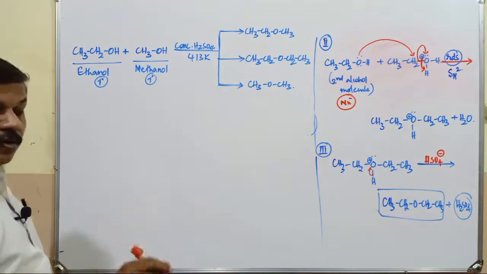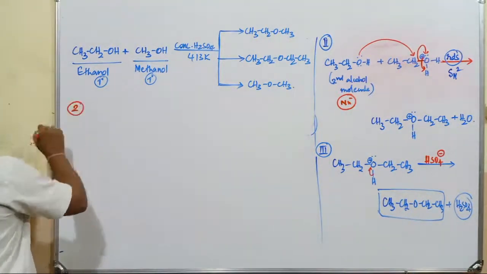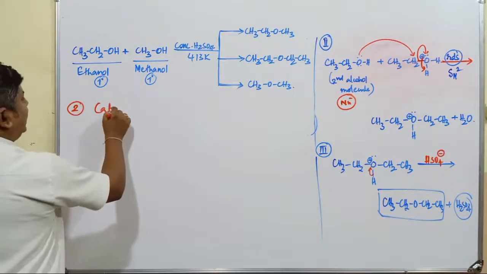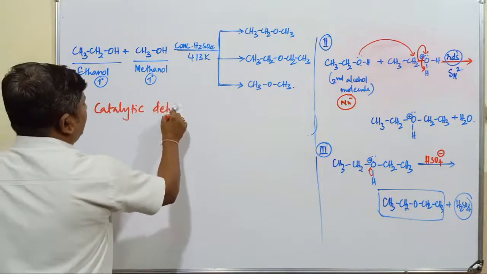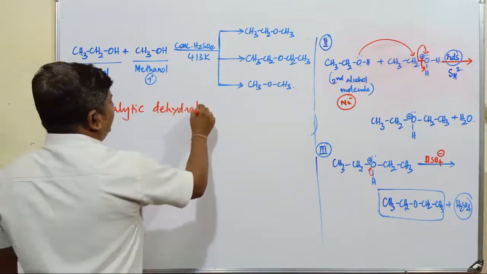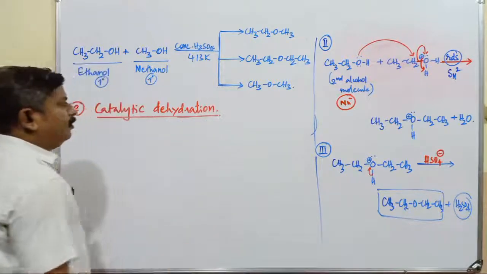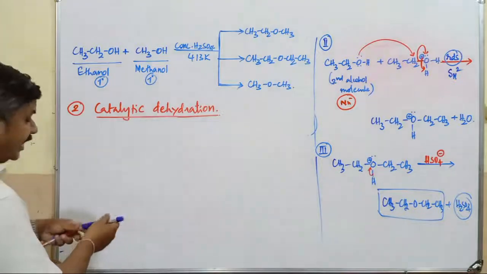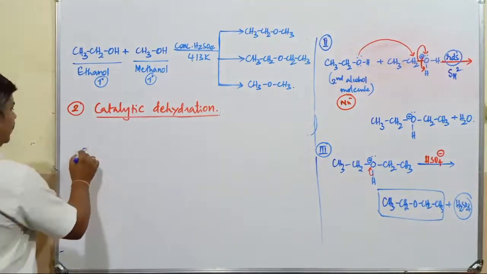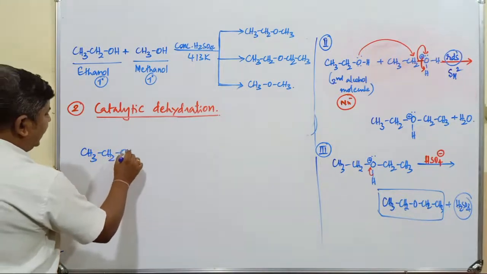Dehydration of alcohol takes place in the presence of an acid, that is acid catalyzed dehydration. Next one is called catalytic dehydration. Catalytic dehydration also gives rise to the respective ether compound only, but the difference is that there we are using H2SO4, but here we are using some other substance which acts as a dehydrating agent.